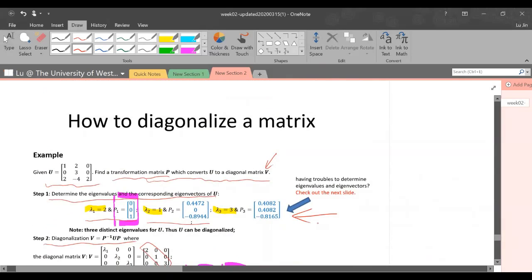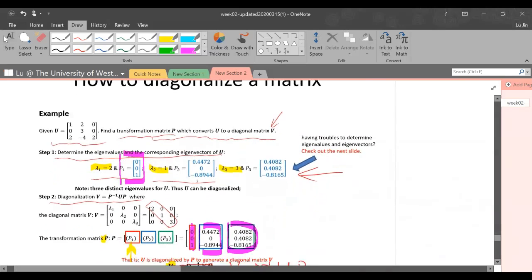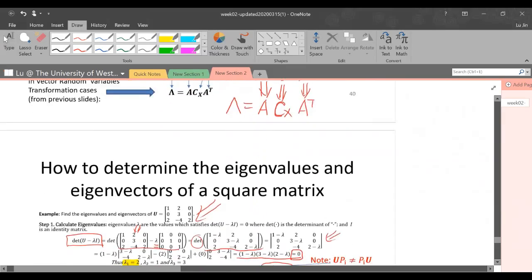Okay, so this is about the diagonalization of a matrix. This process, the diagonalization, should not belong to this unit. That should be part of the preliminary knowledge. But because we are going to use this knowledge to process the random variable vector transformation, this part of knowledge will be essential. Okay, make sure you understand how to do that.